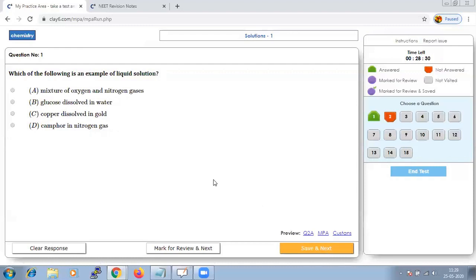Which of the following is an example of liquid solution? What is a liquid solution? Here the solute is solid, whereas the solvent is liquid. So when we say liquid solution, your solute should be a solid and your solvent will be a liquid. From the given options, glucose dissolved in water is a solid dissolved in liquid, so we can say that it is a liquid solution. Option B should be the right answer. Let us save that and go to next.